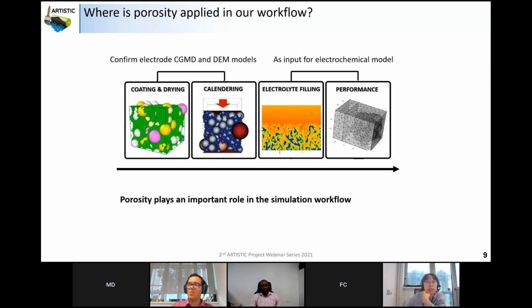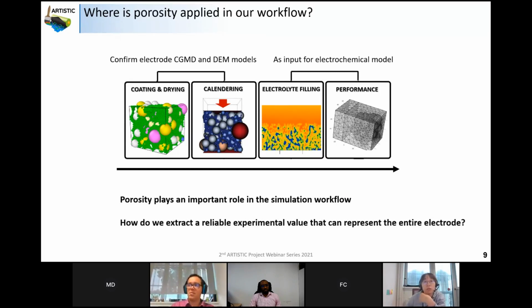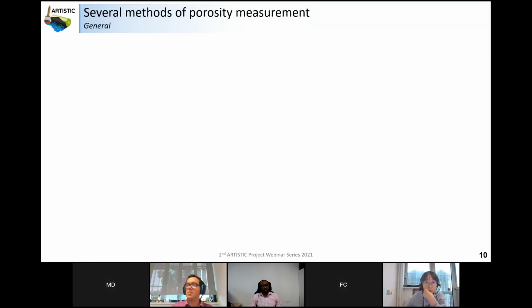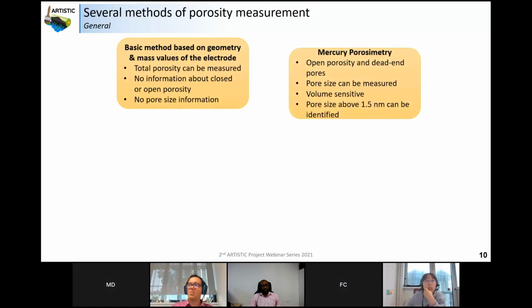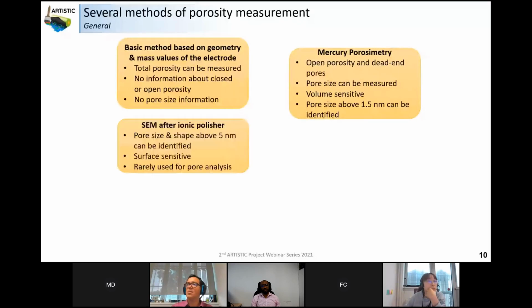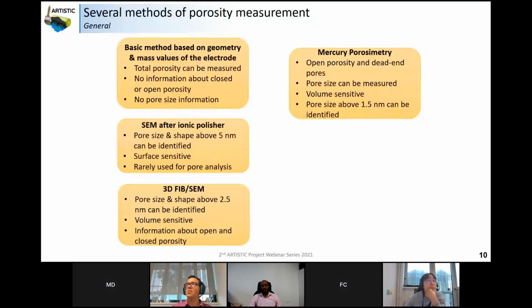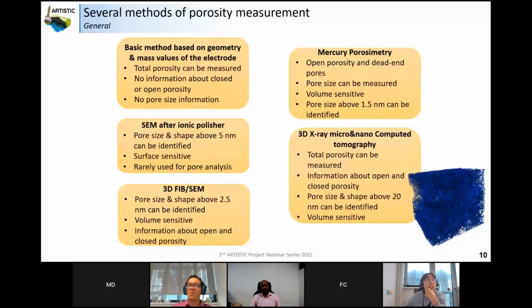So how do we get a reliable experimental value that can represent the entire electrode is what we need to consider. In the literature, there are several methods: the basic method based on the geometry and mass value of the electrode, mercury porosimetry, the SEM, the 3D FIB-SEM, and the 3D computed tomography.